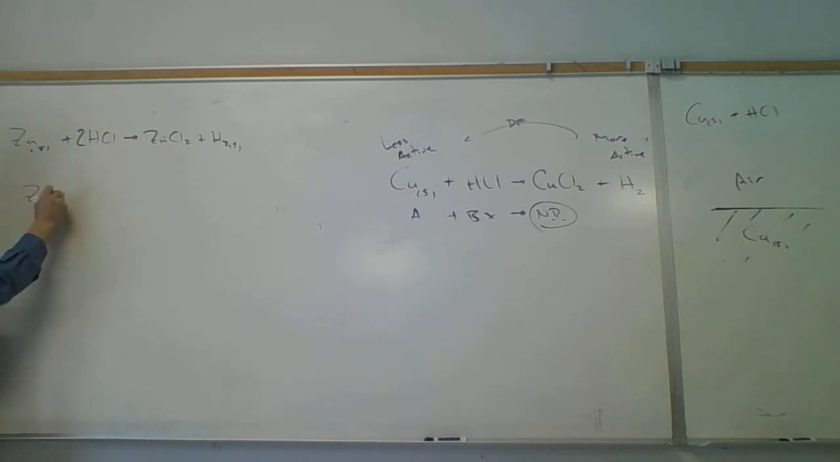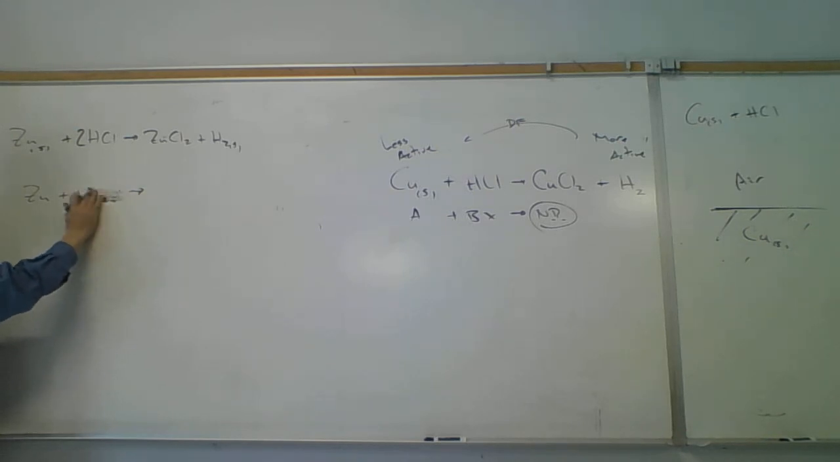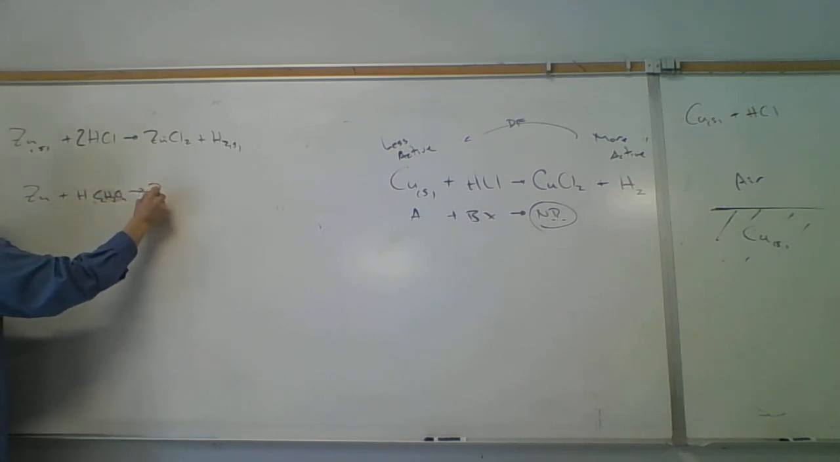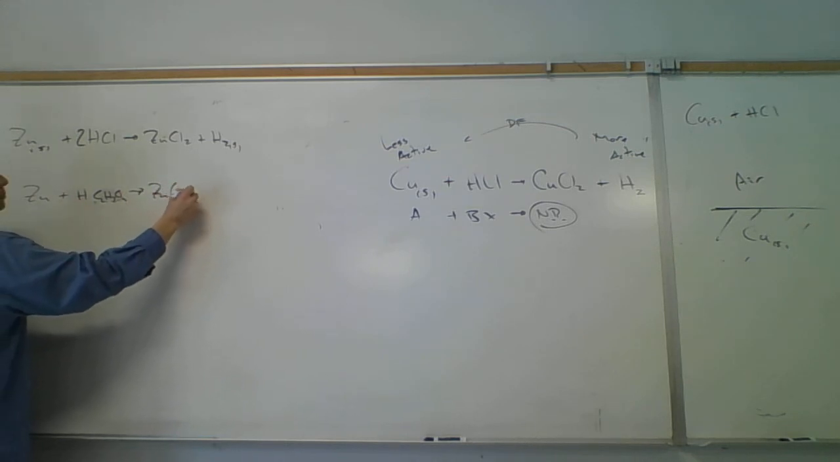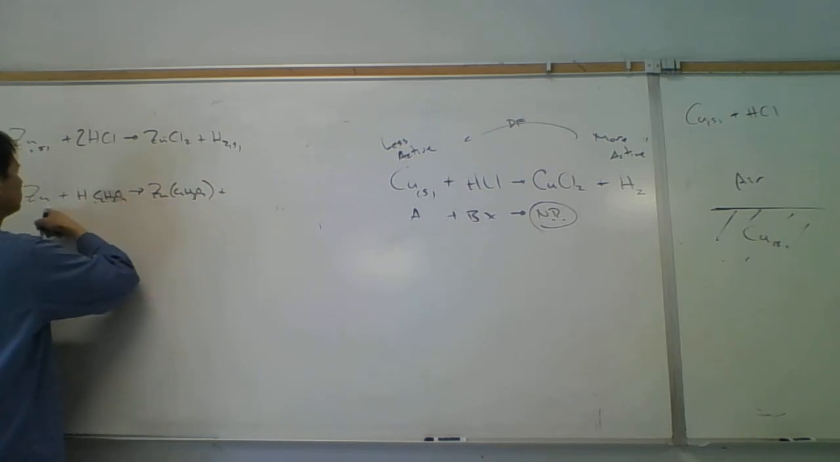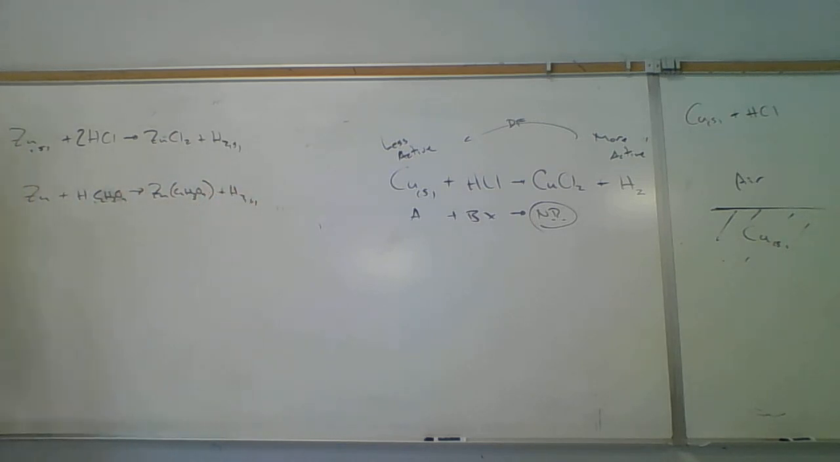If we have zinc plus acetic acid, we're just going to form zinc acetate plus hydrogen. So again, we're going from more active to less active.